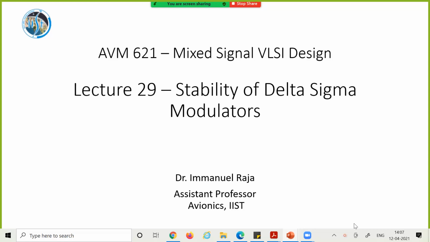So in today's lecture, we are going to look at the stability aspect of delta sigma modulators. Okay. Now, how about a first order delta sigma? So let me call it as mod 1.